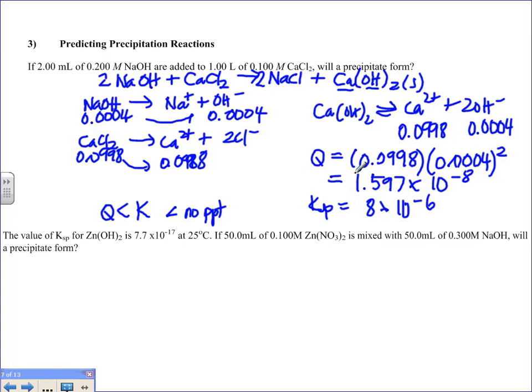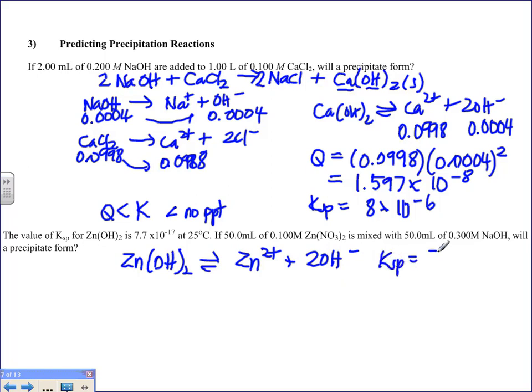In this second example, I'll do a shorter solution. When you look at the double displacement reaction, you find that the equilibrium we're studying is of zinc hydroxide. So we've got this equilibrium, and the Ksp is given in the question, and the Ksp is 7.7 times 10 to the negative 17.